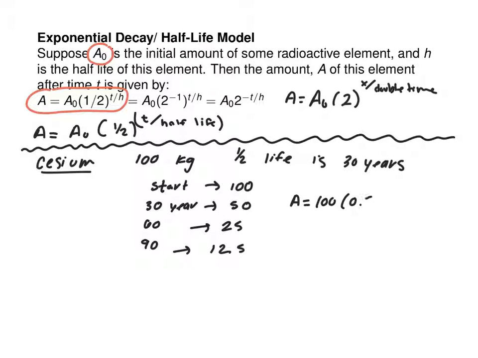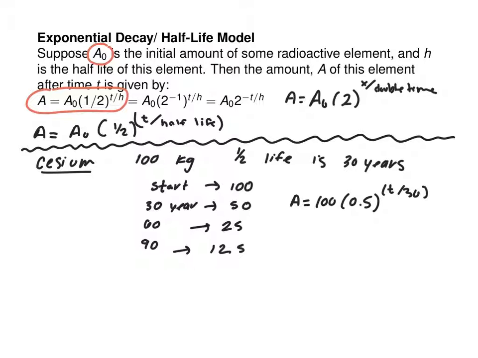I'm just going to say 0.5 instead of 1/2, but the same thing, right? You need to multiply by 1/2 once when you plug in 30. That's why your power is t over 30. Because when you plug in 30, multiply by 1/2 once. When you plug in 60, multiply by 1/2 how many times? 2 times. And 100 times a half times a half makes the 25, right? When you do 90, that's 3 half-lives. So it's the exact same formulation as the doubling time, except there's a 0.5 because you're halving.